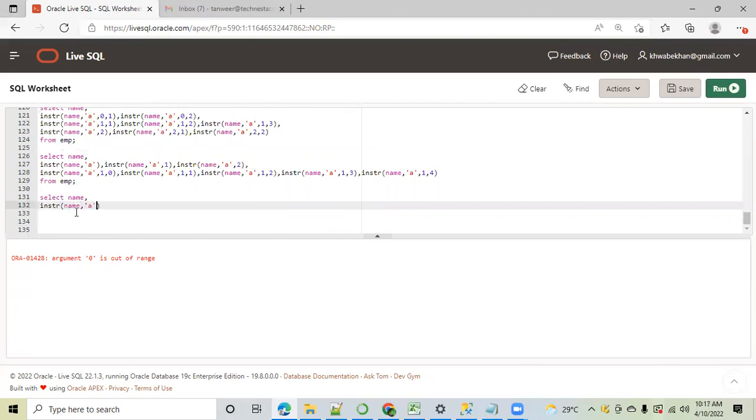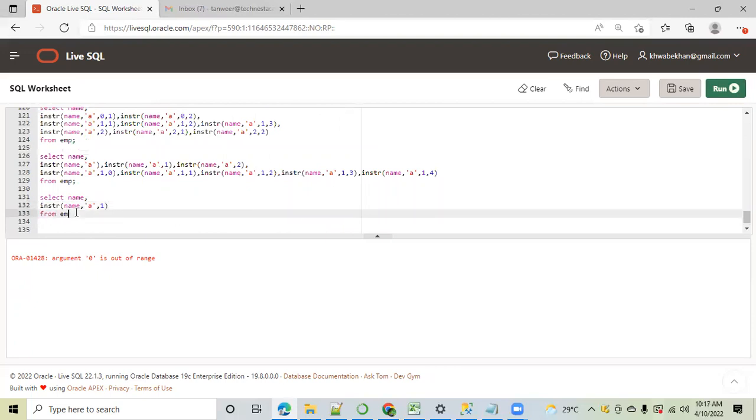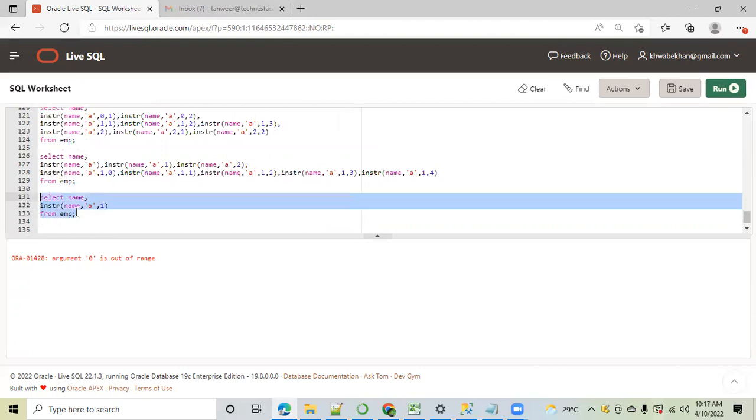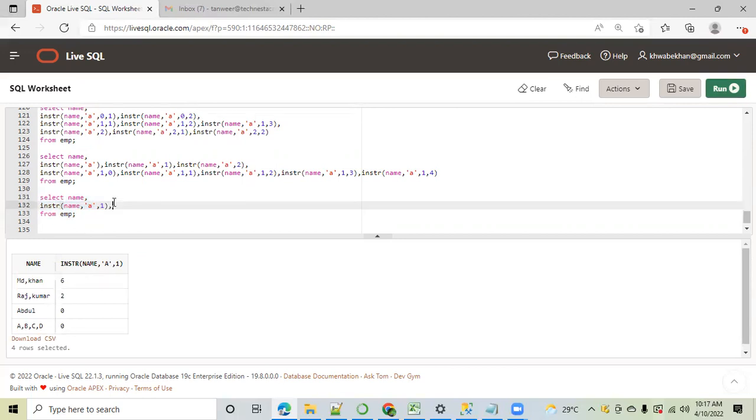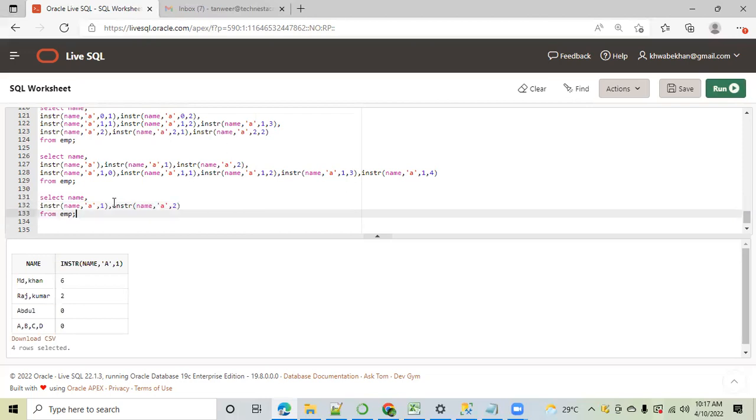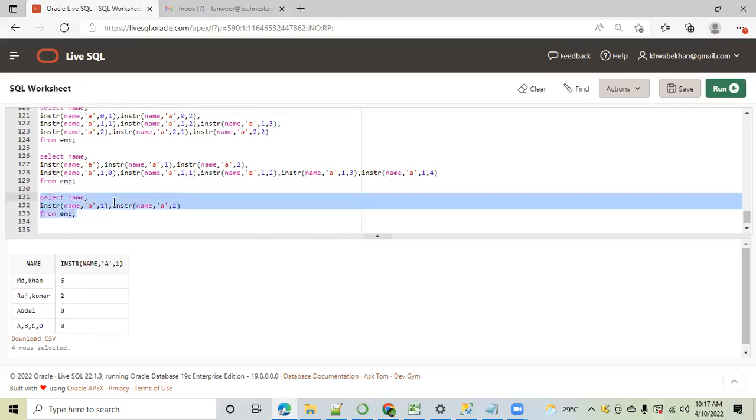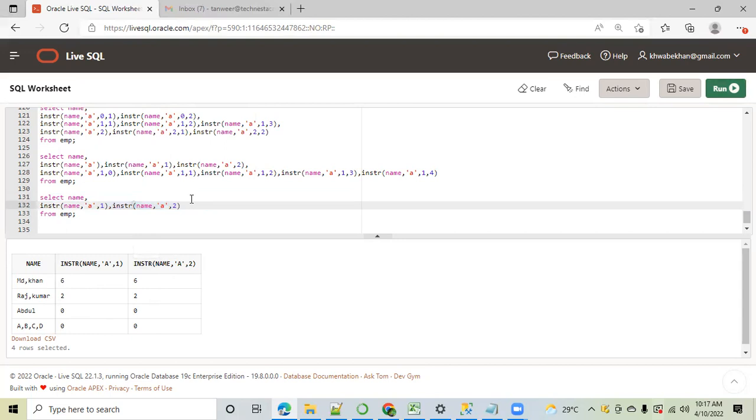Name, comma, a, comma, 1. Now, I will explain only the third argument first of all. No fourth argument, I'm not giving any fourth argument. The value is 6200, the first occurrence of a we got. Okay, good. String, name, comma, a, comma, 2. Again, you got the same value, right? This and this output are exactly the same. Okay, good.